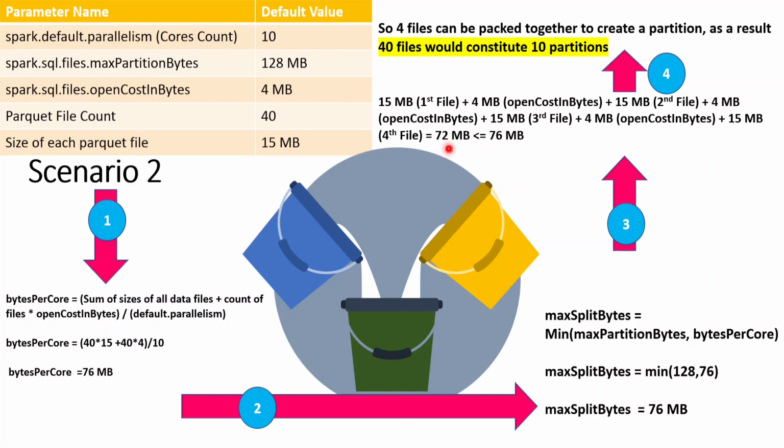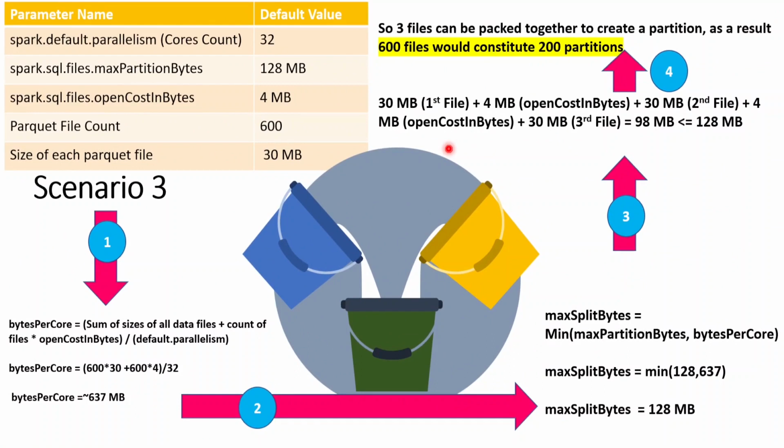I hope you understood. Coming to the last scenario, let us assume we are having number of cores 32, and the remaining other two parameters I'm not changing: max partition bytes 128 megabytes and open cost in bytes 4 megabytes. And Parquet files, let's say we are having 600 files, each having 30 megabytes. So for this use case, Spark engine will calculate bytes per core. So that is 600 multiplied by 30. Then after that, number of files multiplied by open cost in bytes, that is divided by number of cores 32. So it is coming closer to 637 megabytes.